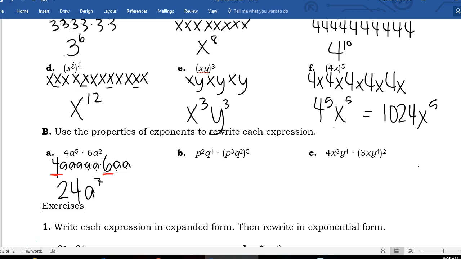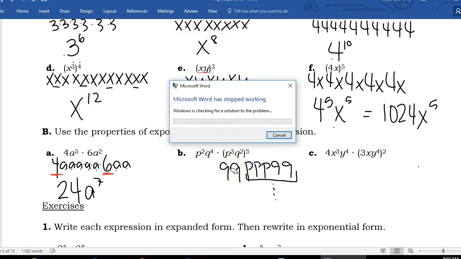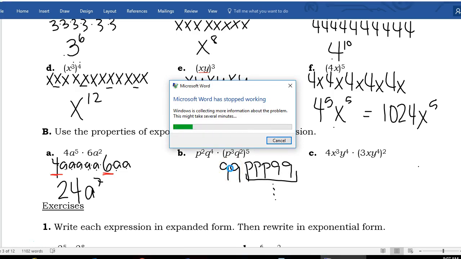Letter B, I'm going to do expanded form again. I have 2 P's, I have 4 Q's. Then, this is going to take a lot. I got 3 P's and 2 Q's, and I don't want to write it out anymore because I'd have this whole chunk. I'd have to rewrite it a second time, a third time, a fourth time, and a fifth time. So I think I'm just going to use the rules on this one. That's a lot of writing. And I'm showing you all of the rules the long way just to give you guys an idea of what it looks like, but I don't necessarily need you to write them out unless it asks you to, like this one does.